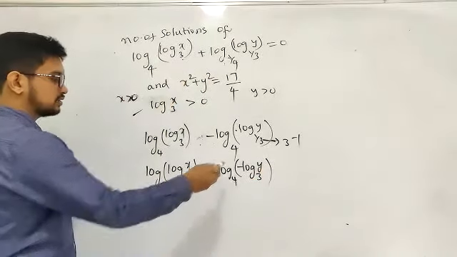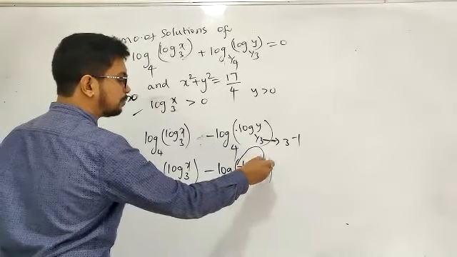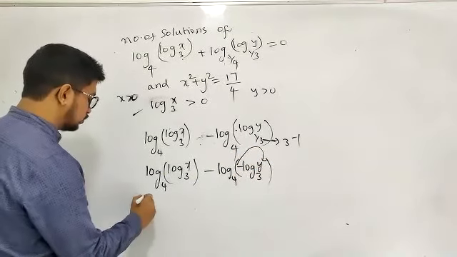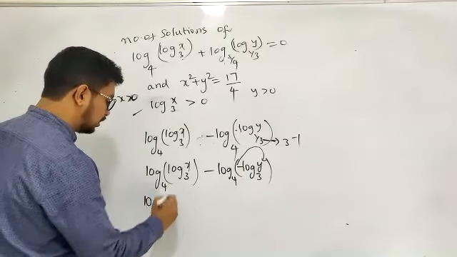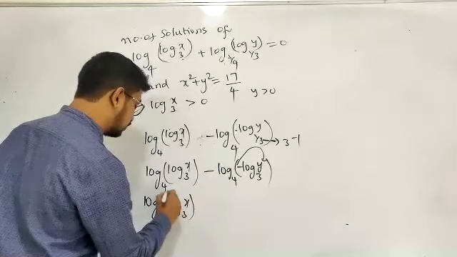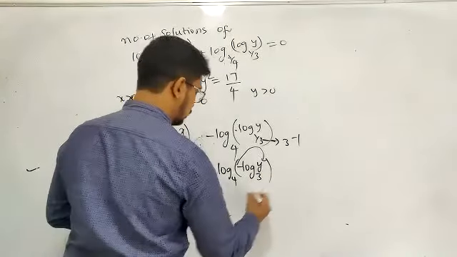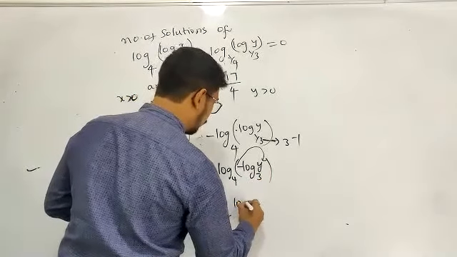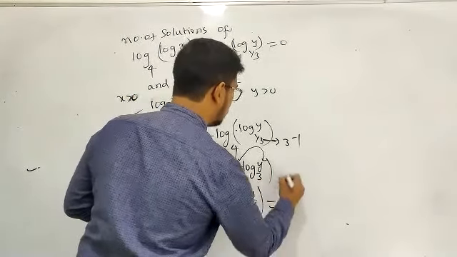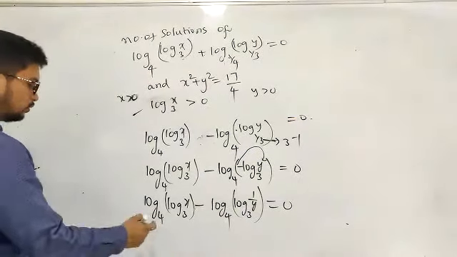I can write like this, and this minus log y to the base 3, this minus can be given to the power. Log of a power n is n into log a. So this is something like log of log x to the base 3 minus log of to the base 4, and this is like log of 1 by y to the base 3. This value must be equal to 0. This is given equal to 0. Done. Problem is done from this.